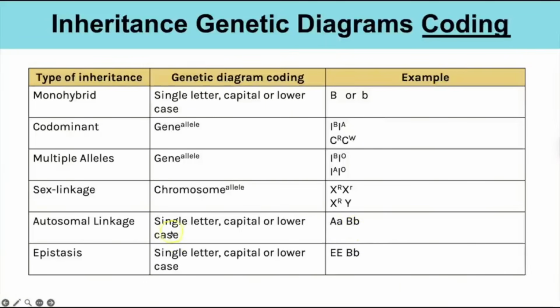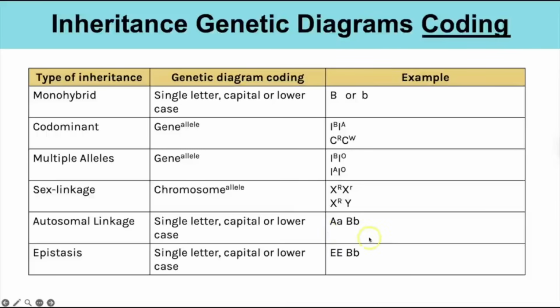Sex linkage, you have the base letter as the chromosome, so whether it's the X or the Y chromosome, and the allele is superscript next to that. There won't ever be anything written next to the Y chromosome because you only get the gene on the X chromosome.